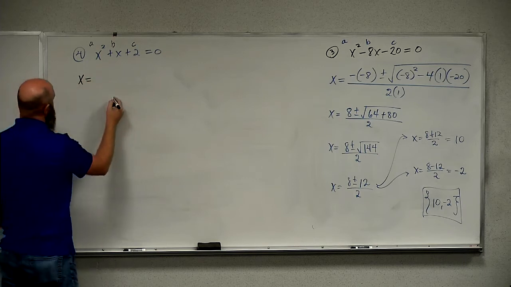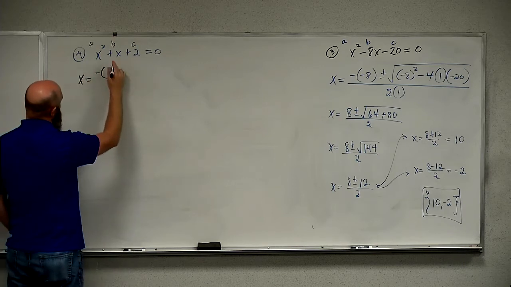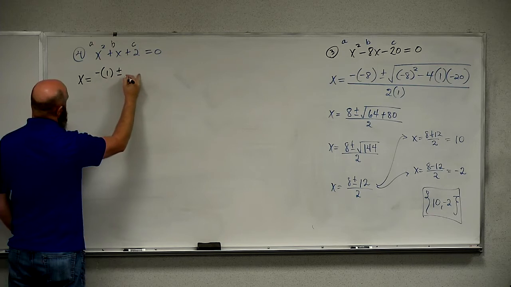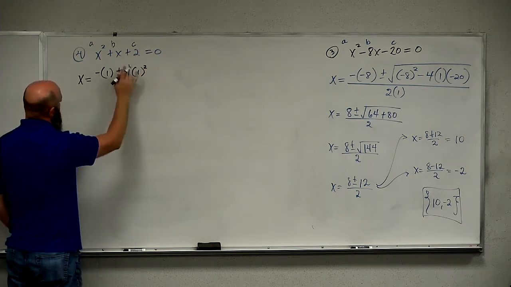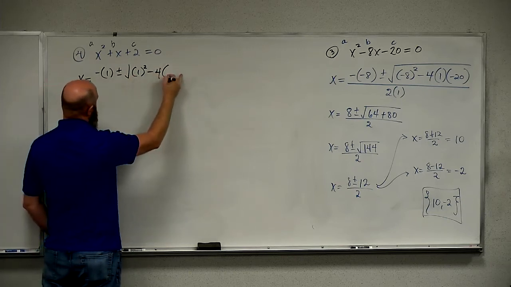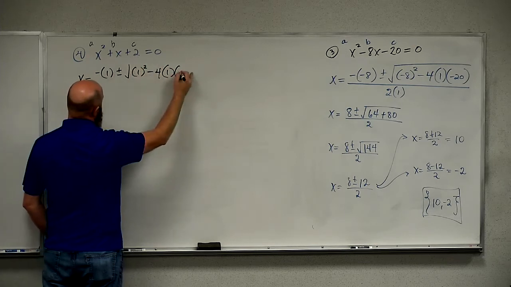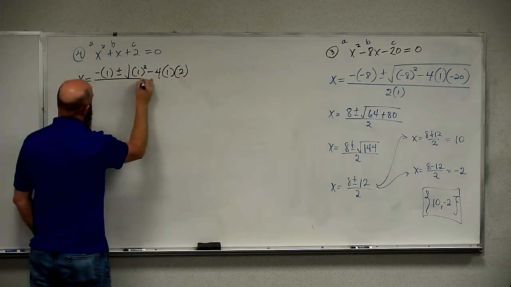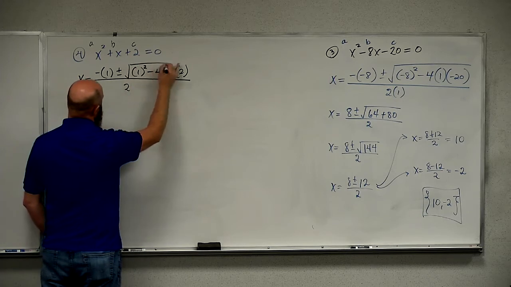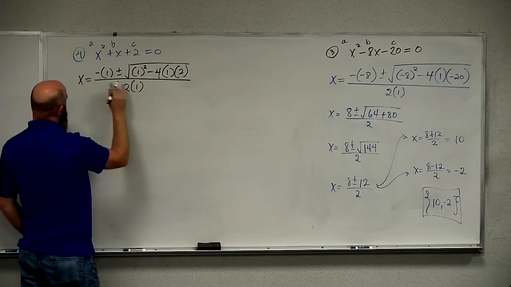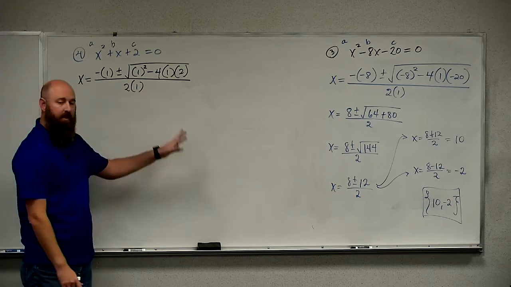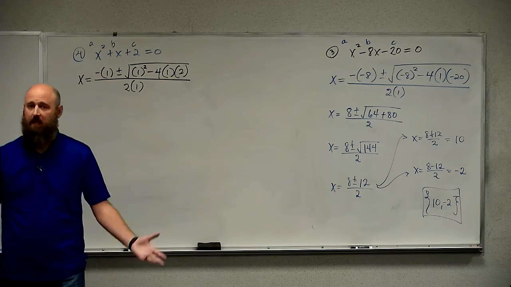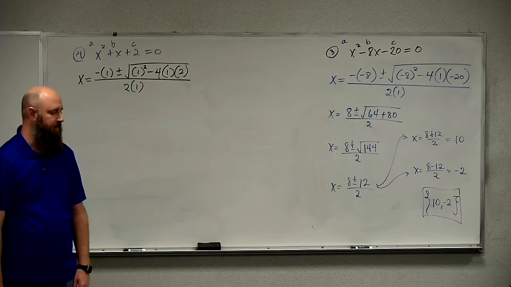So x equals negative B. B is a 1, plus or minus the square root. Again, B squared. So B is a 1, minus 4 times A, which is 1, times C, which is 2, all divided by 2 times A, which is 1. So making sure I plug in all the things. We just had a lot of 1s here. I think it's okay. Those things happen.